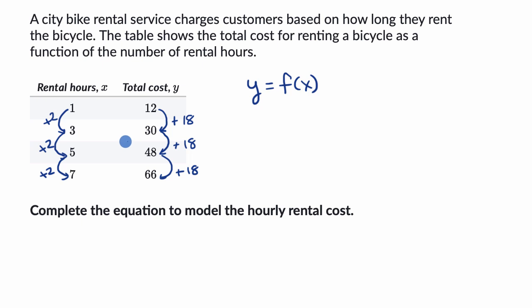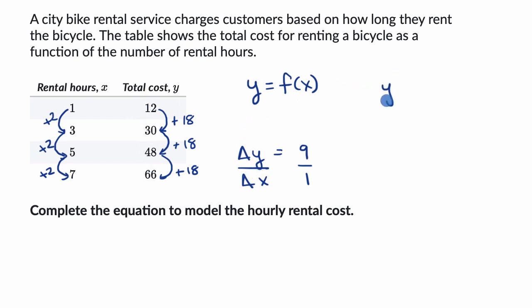So if we are increasing by $18 every 2 hours, that's the same thing as a change in y of $9 every time you have a change in x of 1 hour. So it's $9 per hour. Now, change in y over change in x might look familiar to you. That is the slope of a line. So this is a linear relationship.